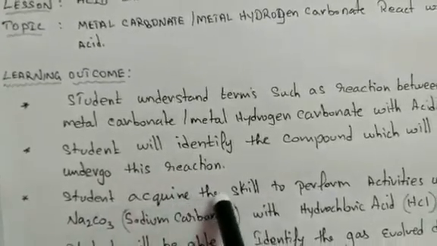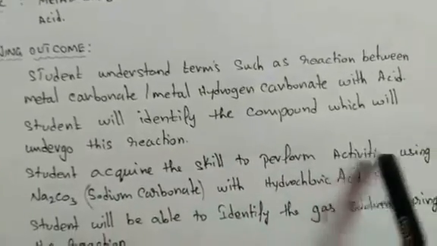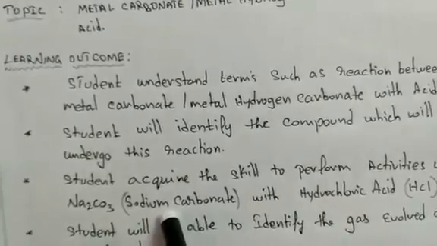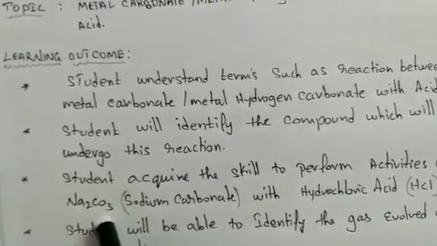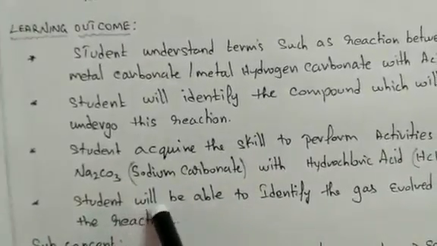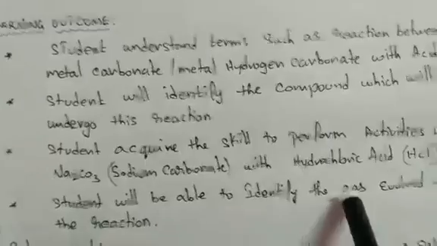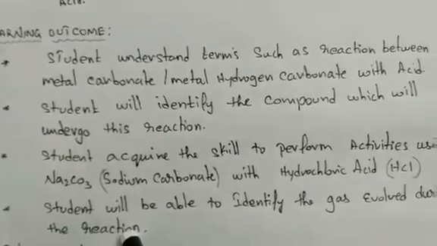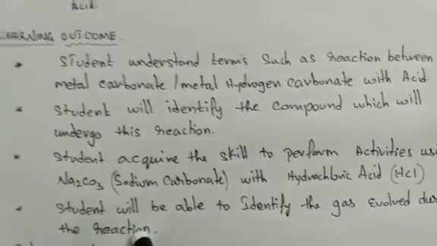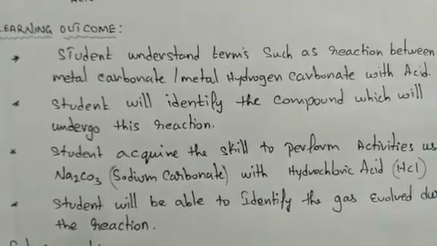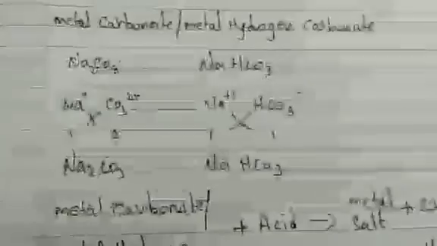Students acquire the skills to perform activities using sodium carbonate. Today we are going to see the activity based on sodium carbonate, whose formula is Na2CO3, with hydrochloric acid, that is HCl. You will be able to identify the gas evolved during this reaction, and you can test the gas evolved.